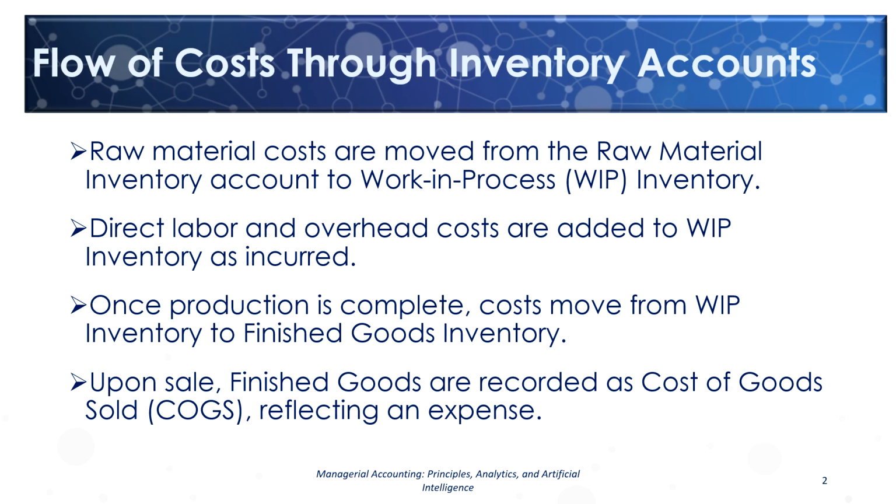This is the cost flow process for manufacturing. If you're working with a merchandiser, you would just have finished goods inventory, and that finished goods would flow to cost of goods sold when the items were sold.